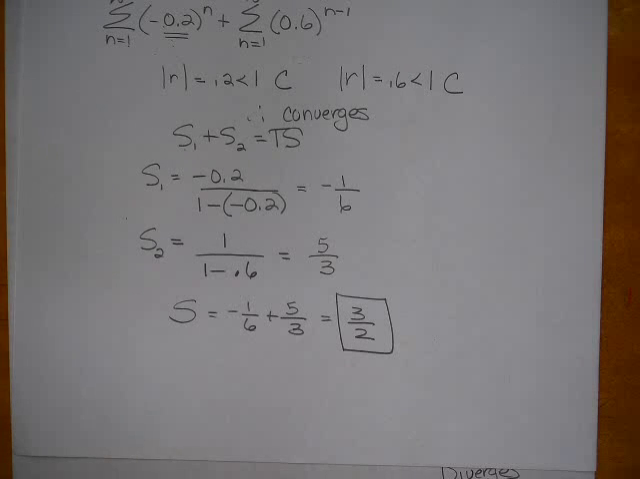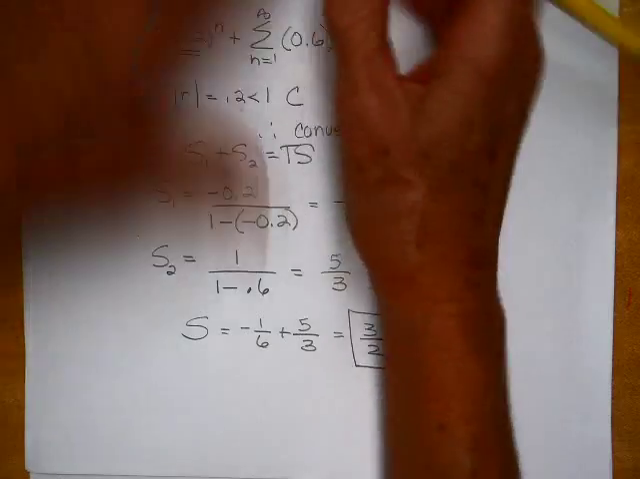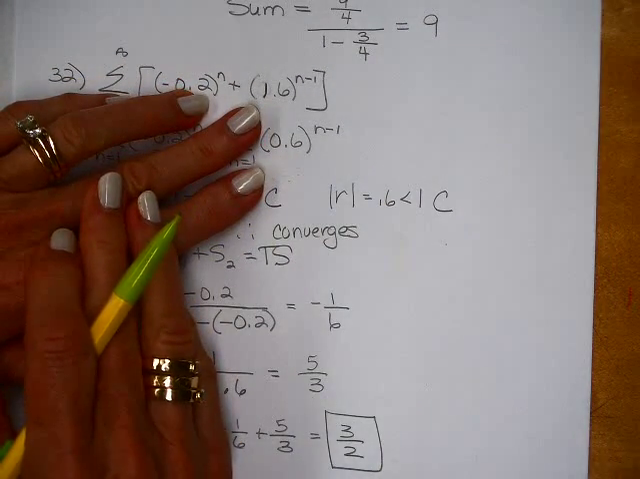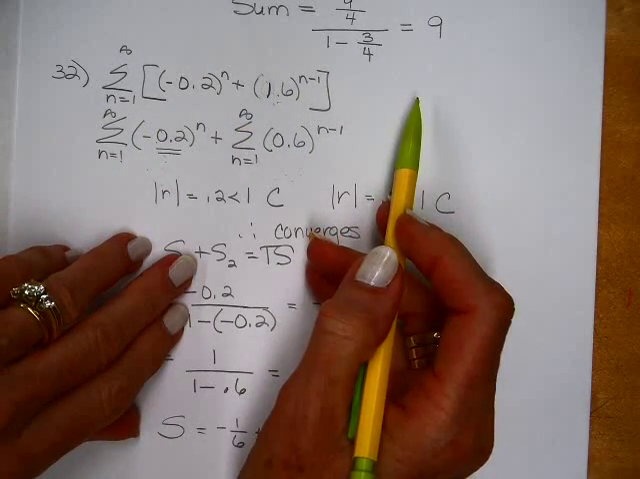So when we're writing our answer, do you want to put all that together, converges at 3/2, or just like that? This is fine. All right. Now remember, if one of these had diverged, like if this had been 1.6 right there, this one would have diverged because this is bigger than 1, so the whole thing would diverge.